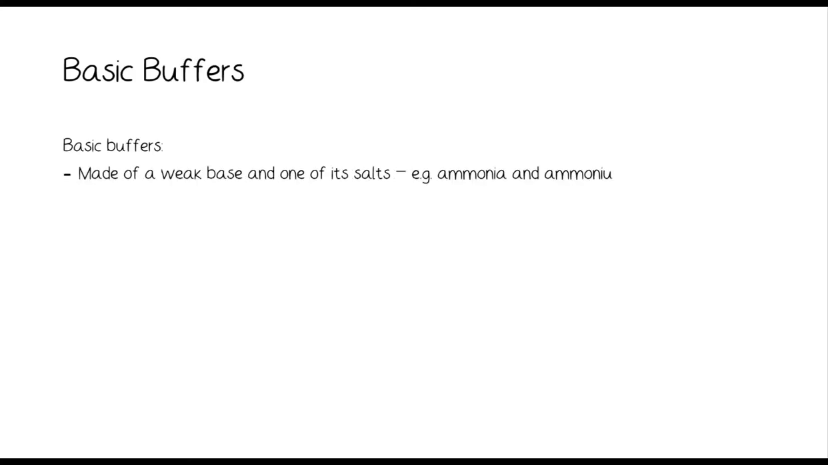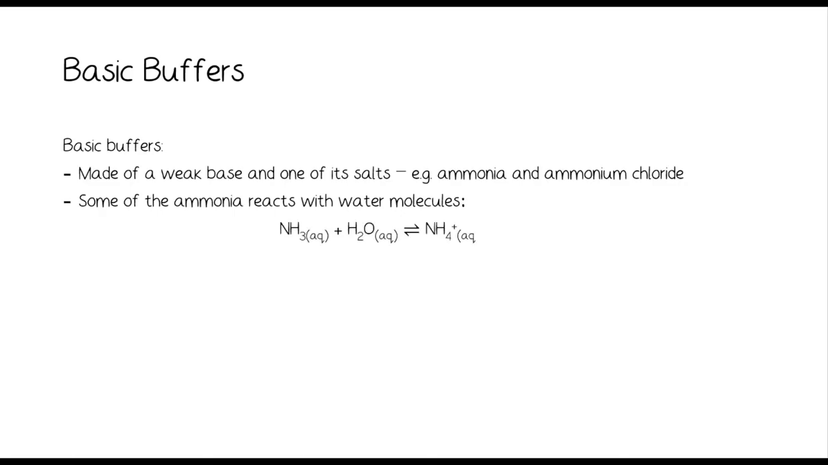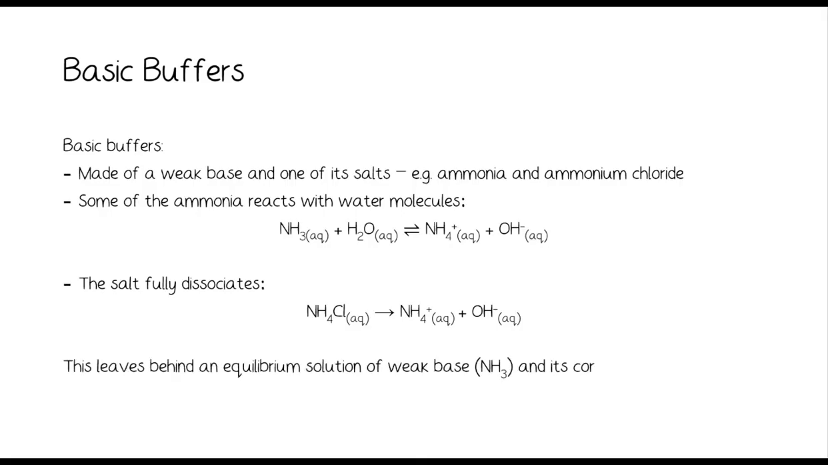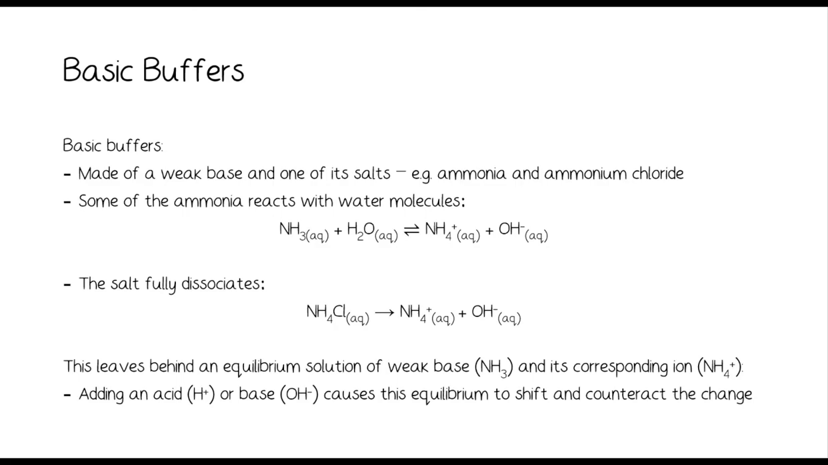Okay, so let's move on to basic buffers. These are made of a weak base and one of its salts, for example ammonia, the weak base, and ammonium chloride, its salt. Some of the ammonia reacts with water molecules and you get this. So you get the formation of ammonium ions and OH-. The salt always fully dissociates, remember, so you get NH4Cl dissociating into NH4+ and Cl-. This leaves behind an equilibrium full of NH3, the weak base, and its corresponding ion NH4+. So adding an acid or base causes this equilibrium to shift and counteract the change. Let's use this example of ammonia then. So we've got our basic buffer set up here.